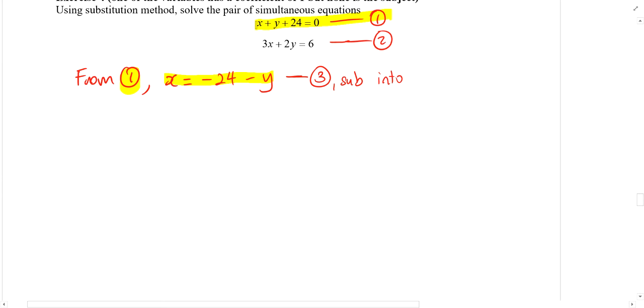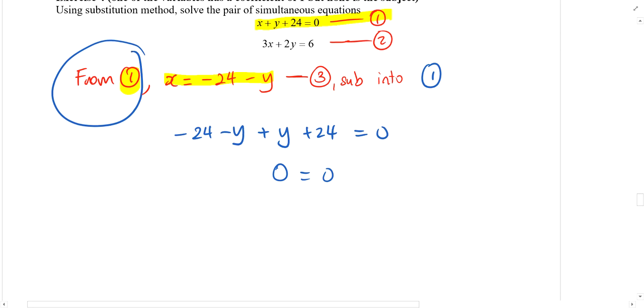If I choose to substitute this back into equation number 1, every time I see an x, I change it to negative 24 minus y. Then I continue: plus y plus 24 equals to 0. Now I simplify. Negative 24 plus 24, that's 0. Negative y plus y, that's 0 also. 0 equals 0. Does it help? Doesn't help. If you got it from equation number 1, you cannot substitute back into equation number 1.